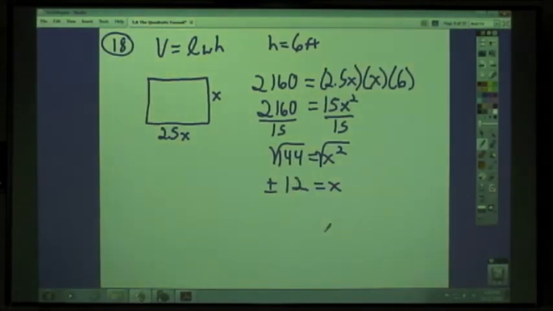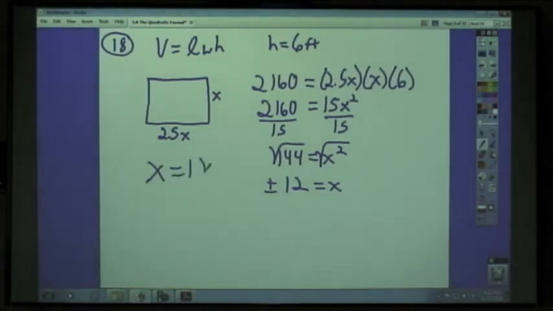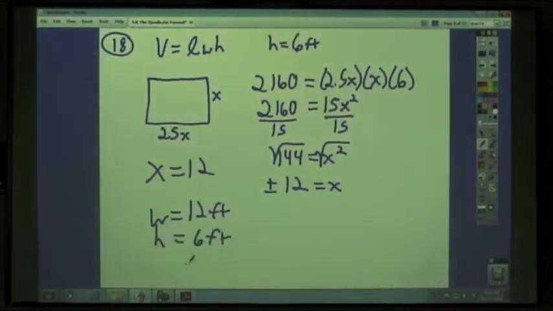But remember, we are talking about a swimming pool, so you do not want to consider the negative here on this one. All you want to do is know that x is 12. So that means my width for the pool is 12 feet. My height was given to me, it was 6 feet. And then, to find my length, all I have to do is take 12 and multiply it by 2.5, and you're going to get 30 feet for the length of the pool.